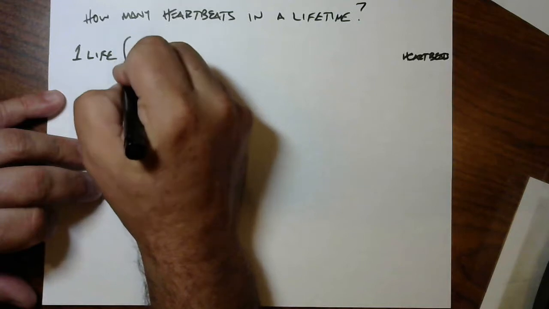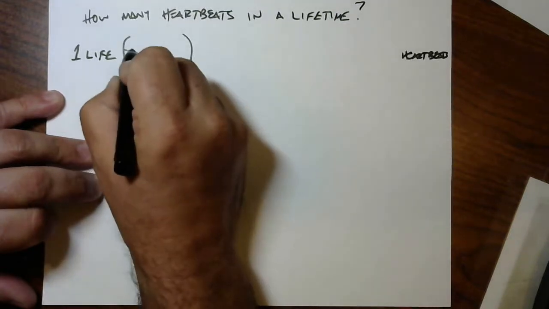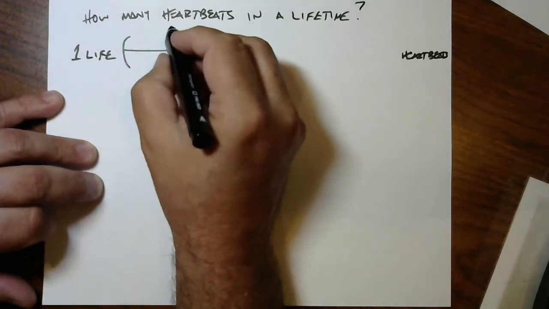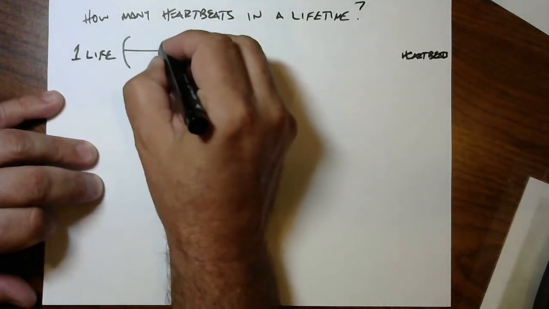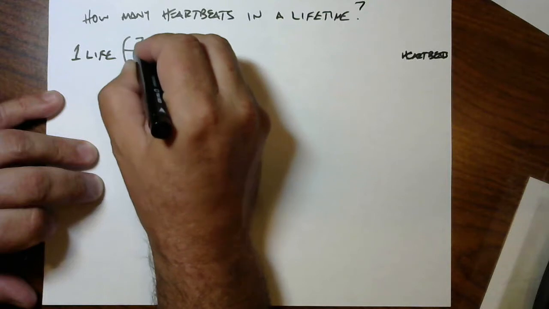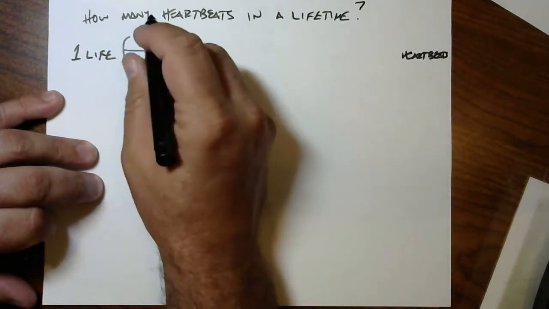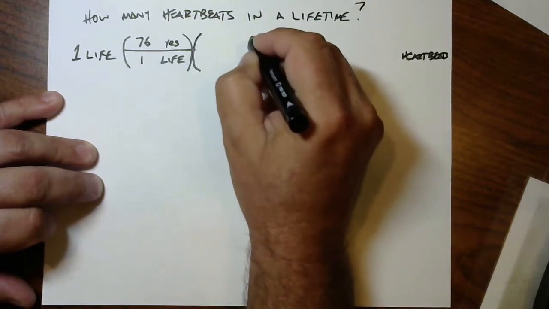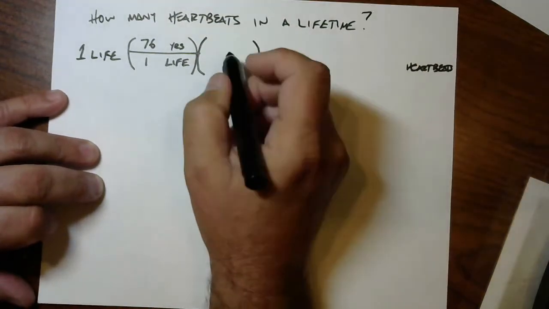Now, one life, we can convert that into, say, years pretty easily by looking at statistics. And I think the average lifespan for a male is about 76 years. Females, I think, is closer to 79. I don't know why that is. You know, they actually seem to have more stress than we do, but whatever.